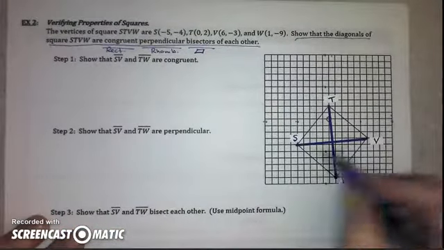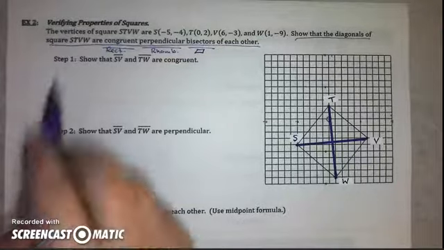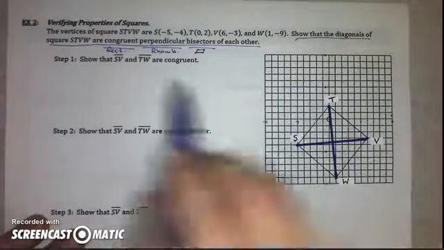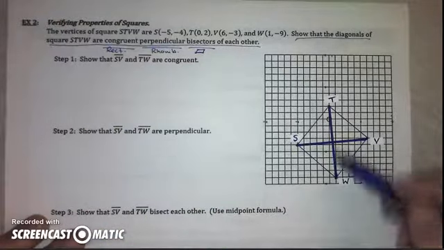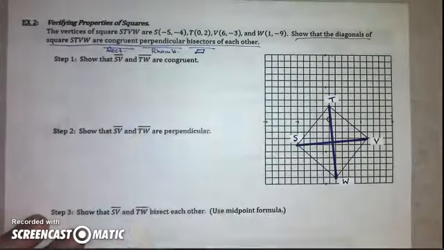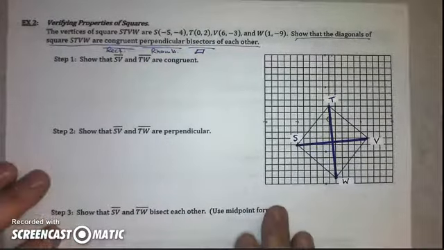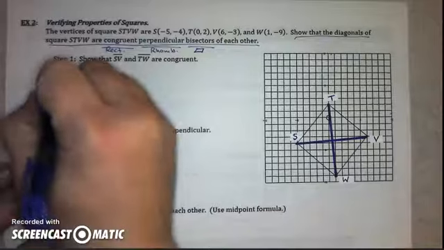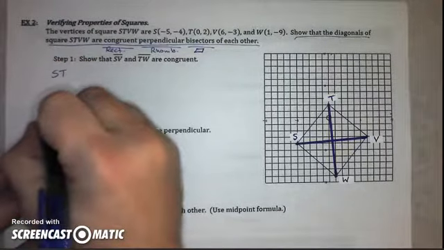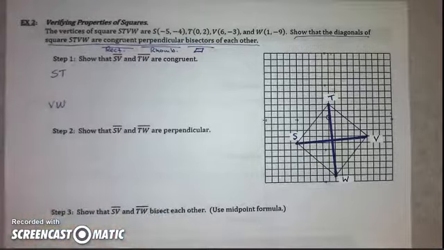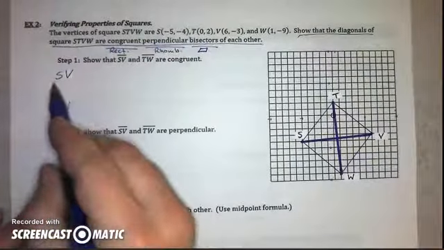Okay, I've drawn these diagonals. You need to make sure you do the same. So we're going to follow these three steps. First, we're going to show that SV and TW are congruent. I'm going to check and see if they're congruent because that would make it a rectangle as long as it's also a parallelogram. So I'm going to use the distance formula for ST and VW. I'm sorry, I said the wrong thing. Let's make that SV and TW.